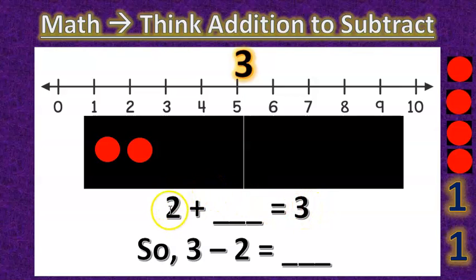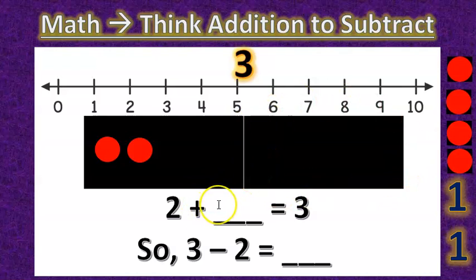You know right here says 2 because there are 2 red circles here. 1, 2, that represents 2 here. We do not know the answer here because we do not have any red circles here yet. We're going to have to use this number line to tell us how many circles we need to put here.